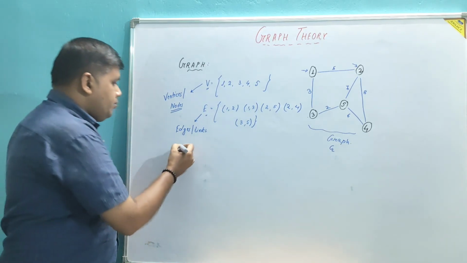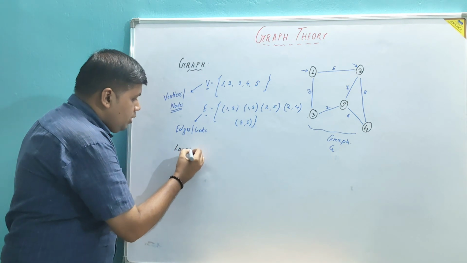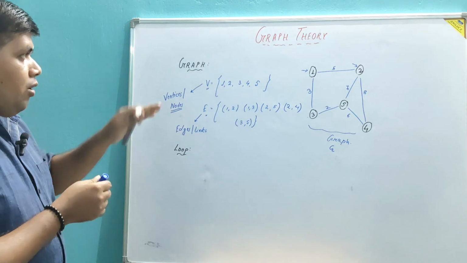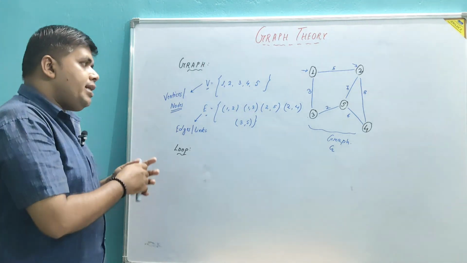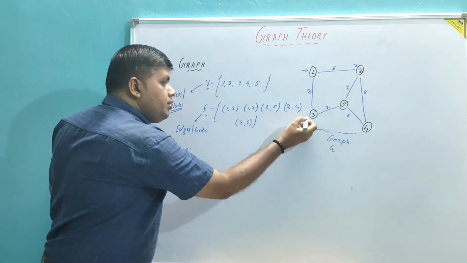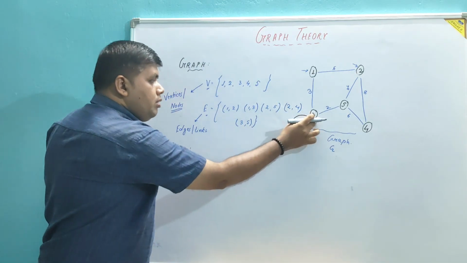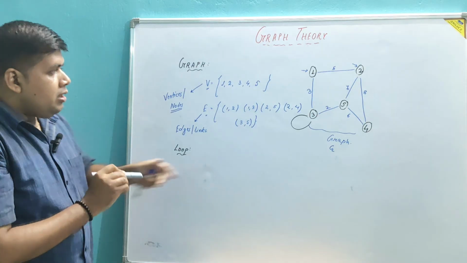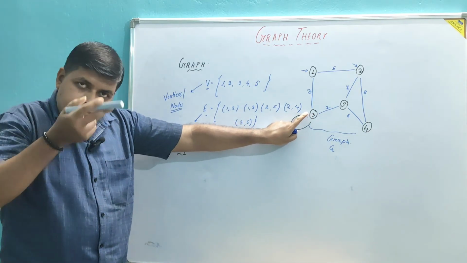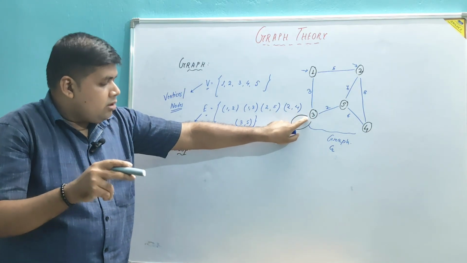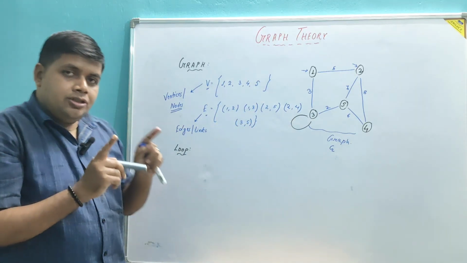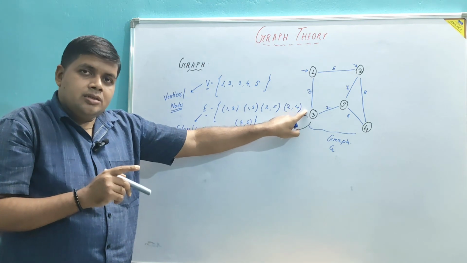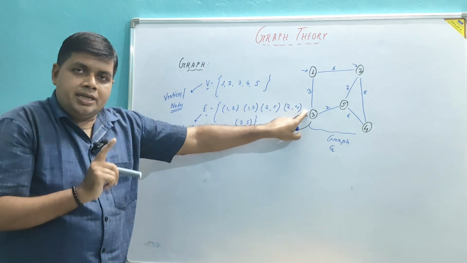There is another important term, loop. We can say that a graph is having a loop if it has something of this type. Not only directed, it can be undirected also. So loop means, not a path, but an edge that starts with a vertex and ends with the same vertex.